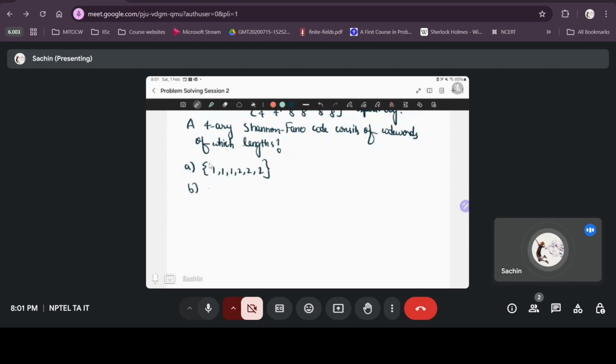Could be 112222, option B, or 223333, or 112233. Again, this is also ruled out for the same reason as option A is ruled out.